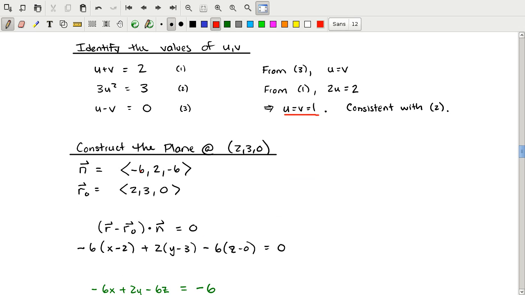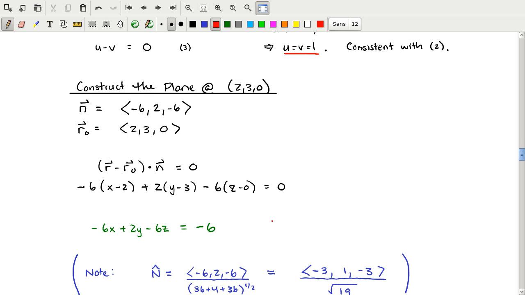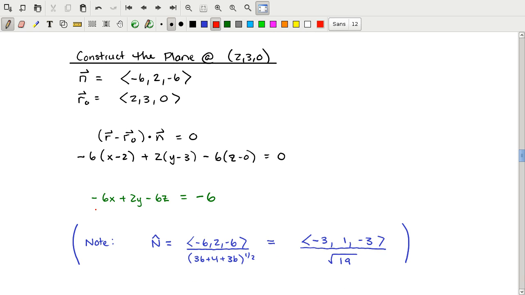We plug in u equals 1 to our normal vector, giving us minus 6, 2, minus 6. Our point of tangency is 2, 3, 0, and so the point normal form of the plane, r minus r naught dot n equaling 0, becomes each component of the normal multiplied by the component of r minus r naught. So we have negative 6 times x minus 2. We have 2 times y minus 3, and negative 6 times z minus 0, all adding up to be 0. We can simplify that a little bit more and get the standard form of a plane right here.